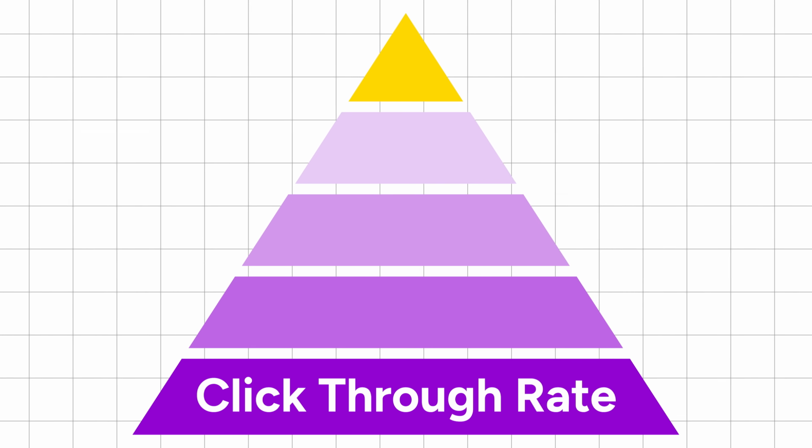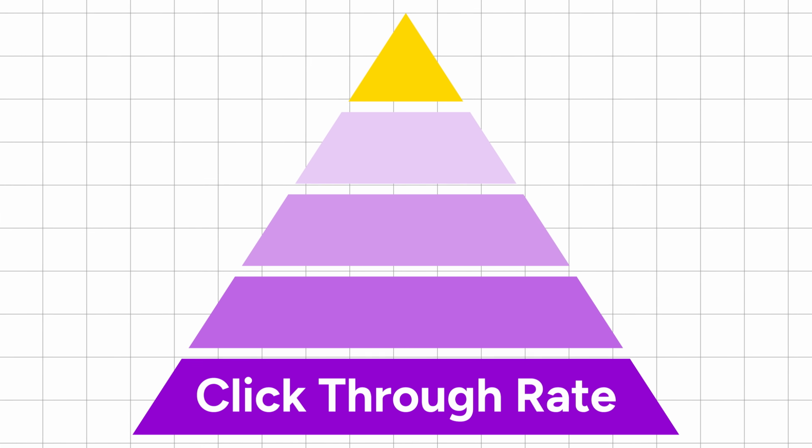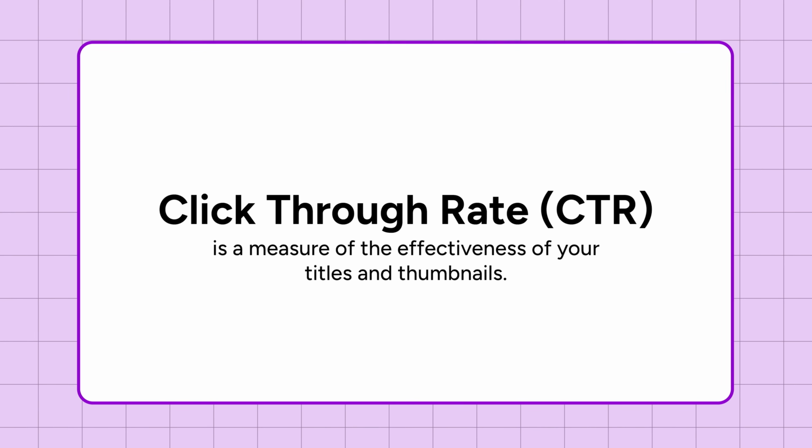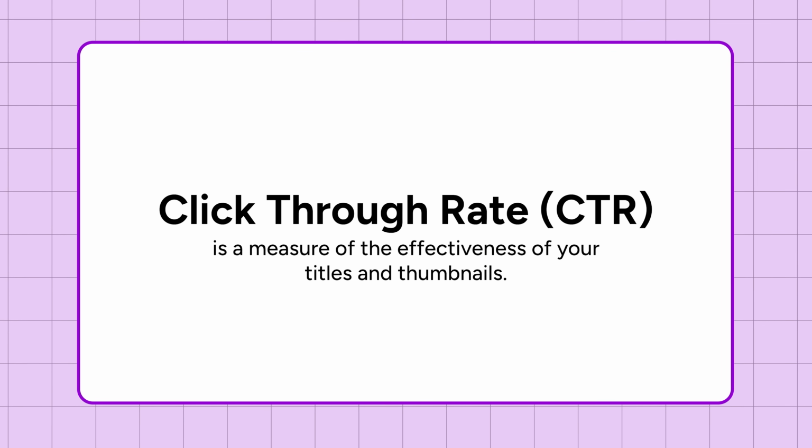At the bottom of the pyramid is click-through rate. Click-through rate is the percentage of people who see your thumbnail and title and decide to click on the video to watch. So really, click-through rate is a measure of the effectiveness of your titles and thumbnails. The higher the percentage, the better you are at grabbing people's attention.